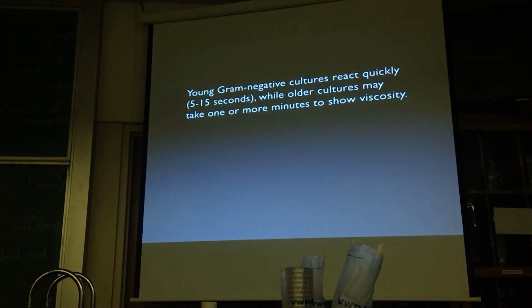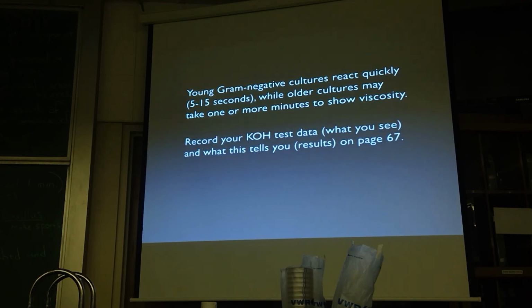And this is a pretty fast reaction, so if the cultures are young, you're going to get a reaction in about 5 to 15 seconds. You get that slime right away. If they're older, it can take longer. Our cultures are not too old. So you want to record again with your KOH. You want to record your data, which is what you see, slime, no slime. Then your result. If you see slime, that means it is KOH positive, which means the culture is gram-negative. Got a thin peptidoglycan wall.